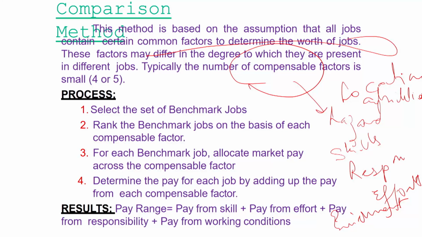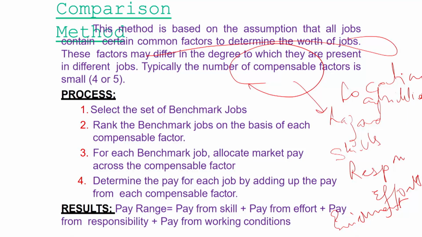So here each job has got different kinds of compensable factors, and these compensable factors help us decide which jobs are very tricky or difficult to carry on. The more typical and difficult they are to carry on, the higher the package would be. So this factor comparison is actually a combination of the ranking and the point system, and this is a more systematic and scientific method.